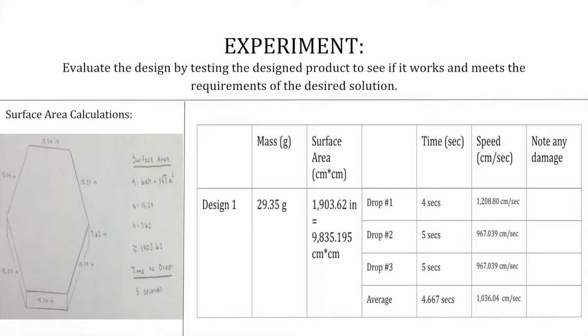Next, I was in the experimental stage of the EDP, and so I did the second assignment in the experiment and record section. First, I measured the surface area of the parachute by calculating the area of each side and adding it, as shown in the image below, and then I recorded the following data.